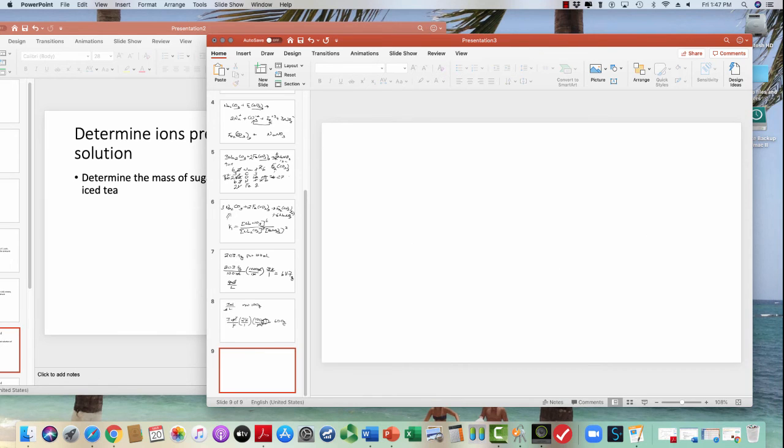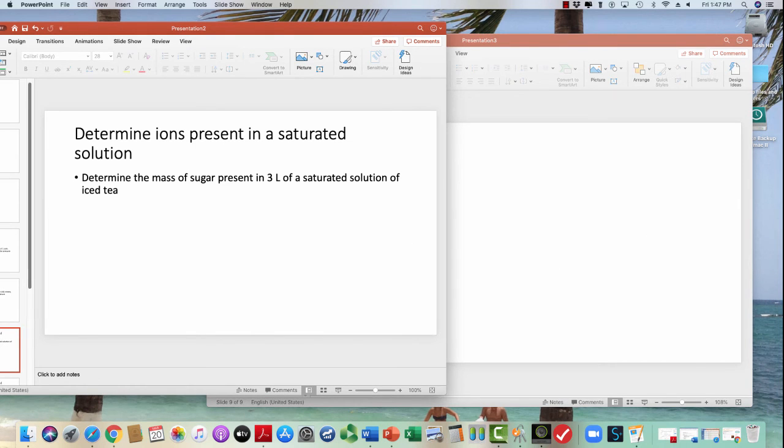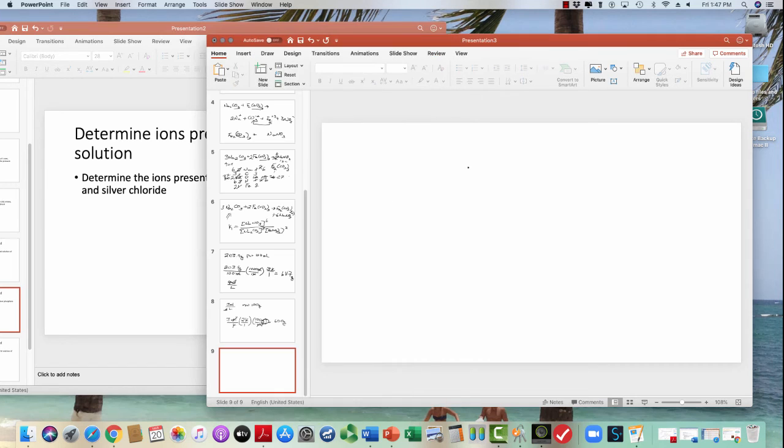New slide, because as we go down, we have a couple more slides we need to go through. Determine the number of ions present in a saturated solution of silver phosphate and then silver chloride. So let's look at the first one.